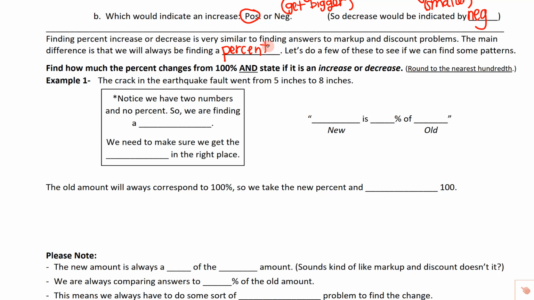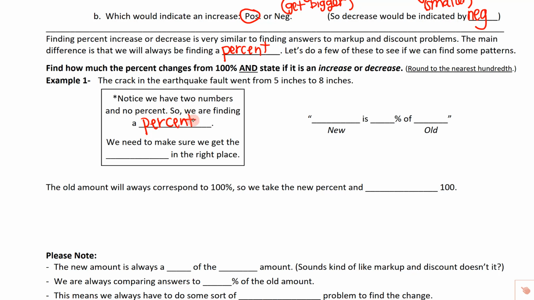So we need to find how much the percent changes from 100%. The original is that 100%. Then we're going to state if it's an increase or decrease and round to the nearest hundredth. Here's an example. It says the crack in the earthquake fault went from 5 inches to 8 inches. So we need to set it up the same way. Notice we have two numbers in this one and we have no percent. So we're finding a percent.